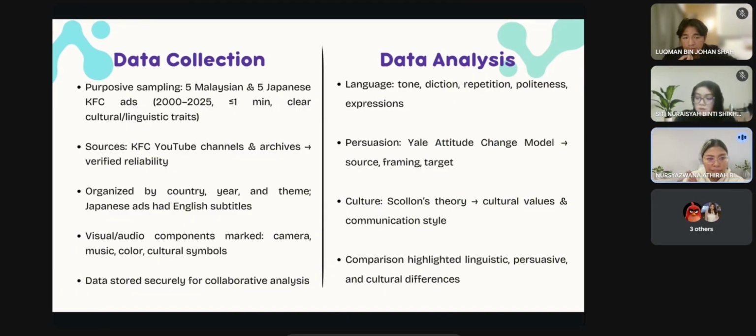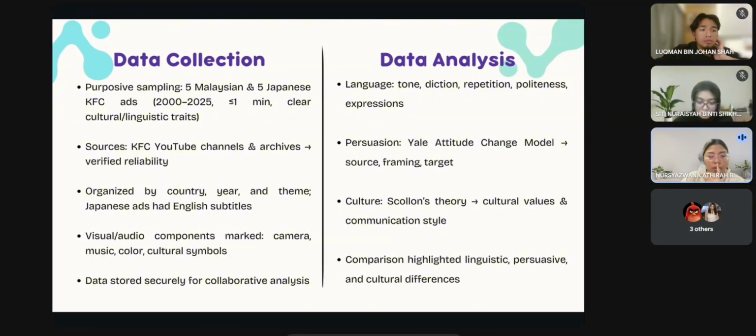So first, we used purposive sampling. This means we intentionally selected advertisements that match very specific criteria. We chose 5 Malaysian and also 5 Japanese KFC TV commercials released between the years 2000 until 2025. Each advertisement had to be under 1 minute, officially produced by KFC, and also display clear linguistic or cultural features so that it could be meaningfully analyzed. And also purposive sampling is recommended in multimodal and discourse studies because it allows researchers to select content that directly aligns with the study's objective.